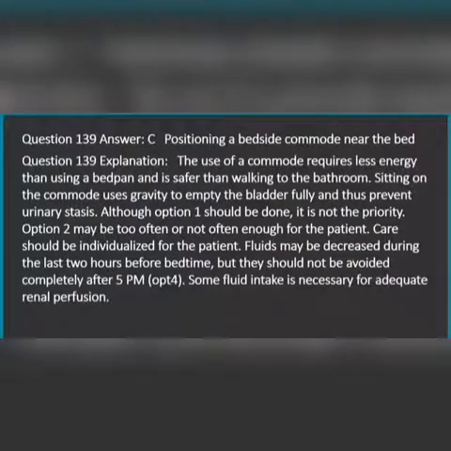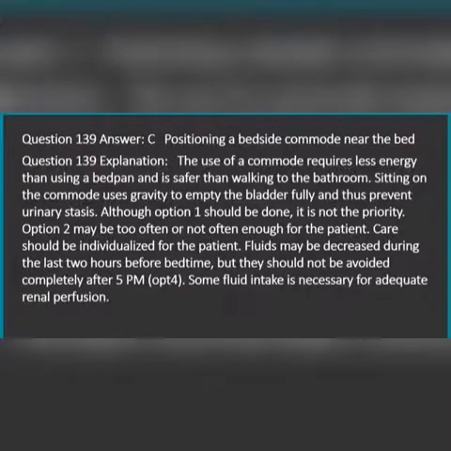Question 139. Answer: C. Positioning a bedside commode near the bed. Explanation: the use of a commode requires less energy than using a bedpan and is safer than walking to the bathroom. Sitting on the commode uses gravity to empty the bladder fully and thus prevent urinary stasis. Although option 1 should be done, it is not the priority.